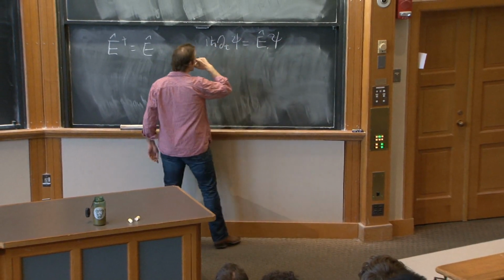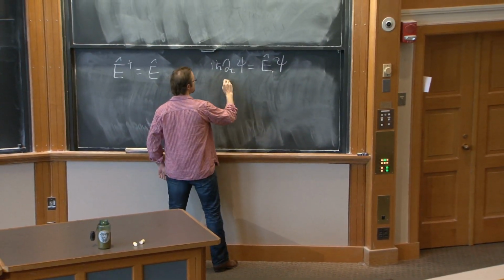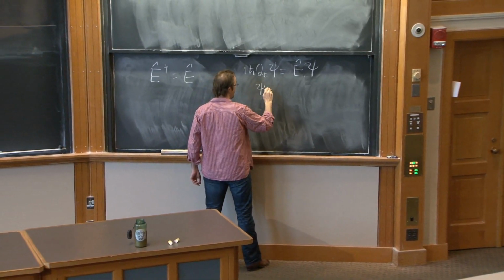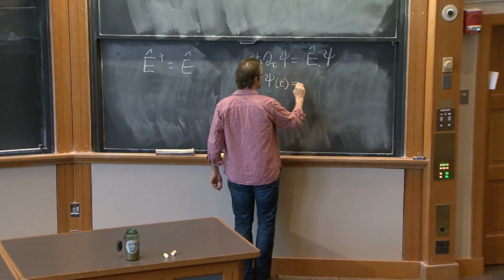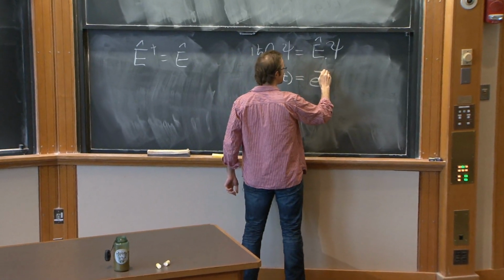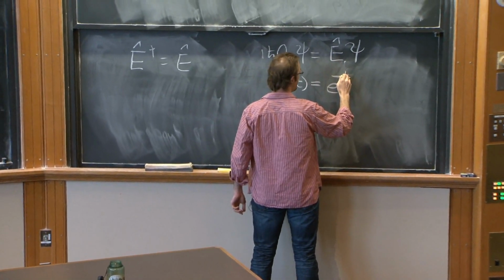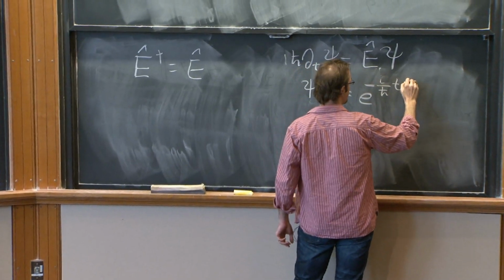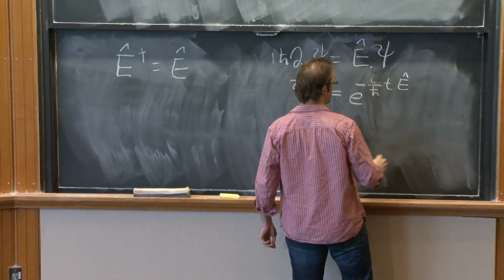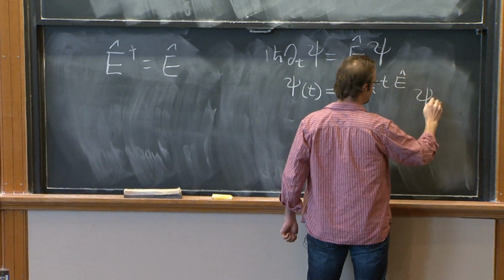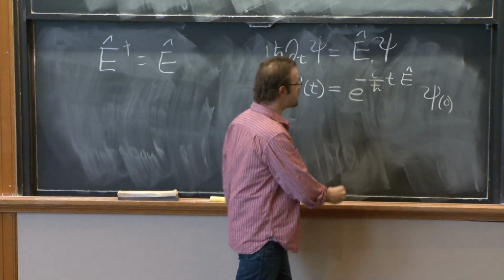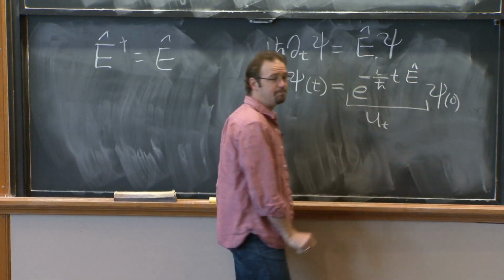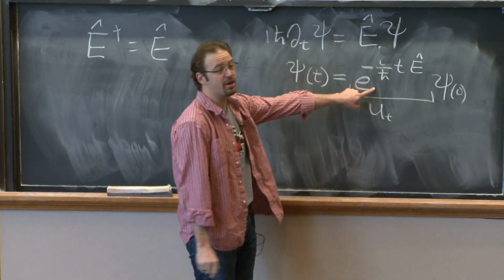And we use this to argue that the general solution to the Schrödinger equation can be written in the following elegant way. Psi of t is equal to e to the minus i upon h bar t E on psi at 0, right? Where this was the evolution operator U sub t. And this is a unitary operator.